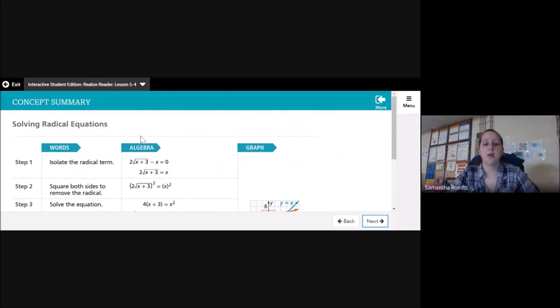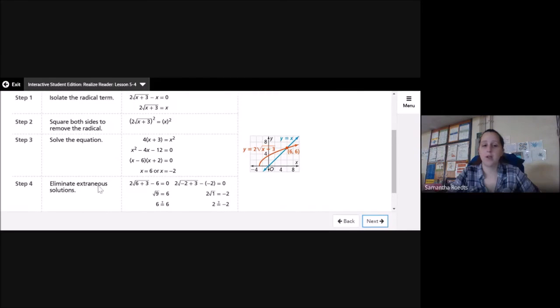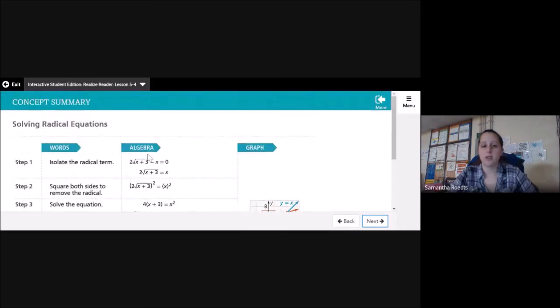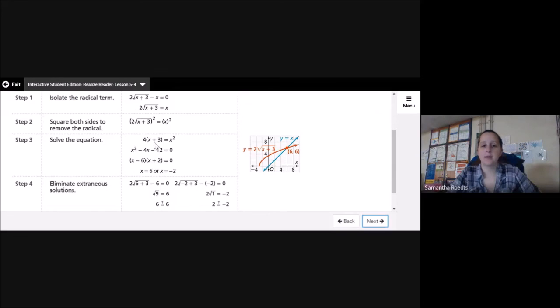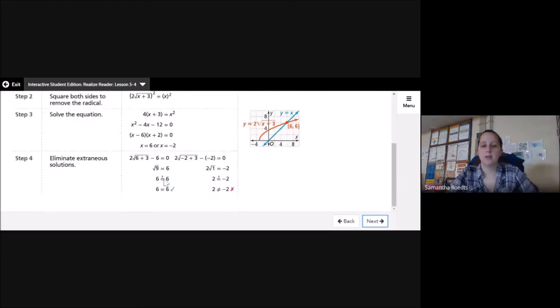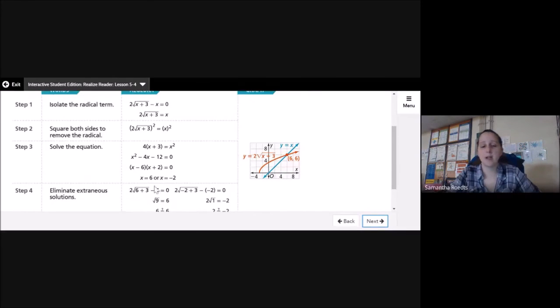Concept summary, solving radical equations. In words, I isolate the radical term, then square both sides to remove the radical, then solve the equation. Step 4, eliminate any extraneous solutions. So in algebra, it looks like this. I isolate the radical term, square both sides, solve the equation, check for solutions. You can also graph to see if you're correct or if you get stuck.